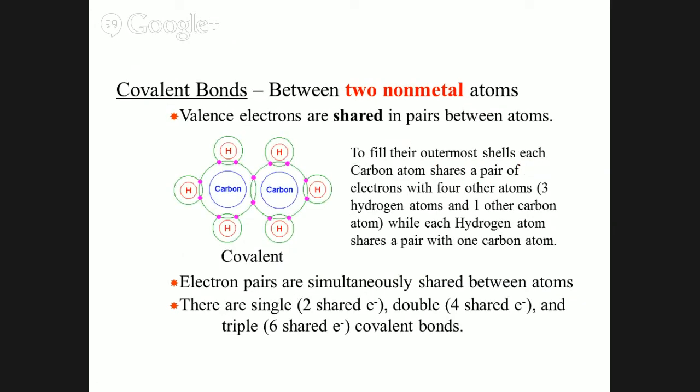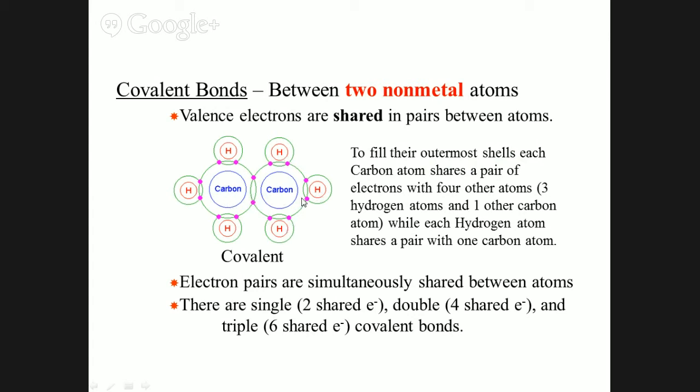Covalent bonds. These are between 2 nonmetals. Their valence electrons are also shared, but they are shared in pairs, and those pairs are between the 2 atoms. So here we have 2 carbon atoms. Carbon has 4 valence electrons and would need 4 more to get to that octet of 8 to be full. So what happens here is this carbon is bonded 4 times, to one other carbon and to 3 hydrogens.